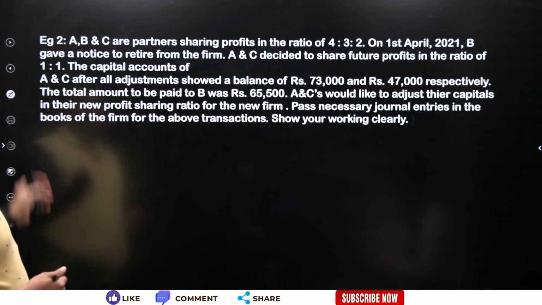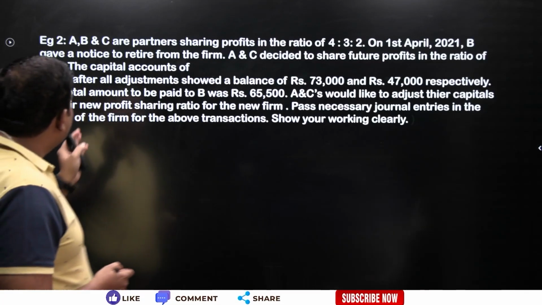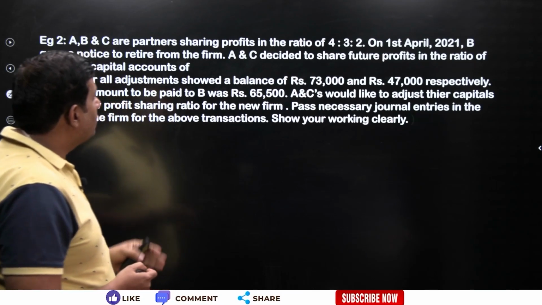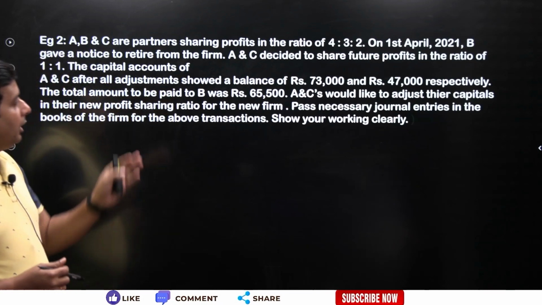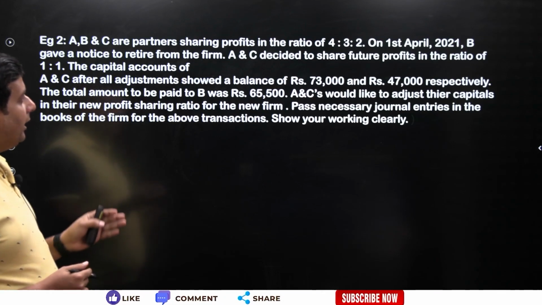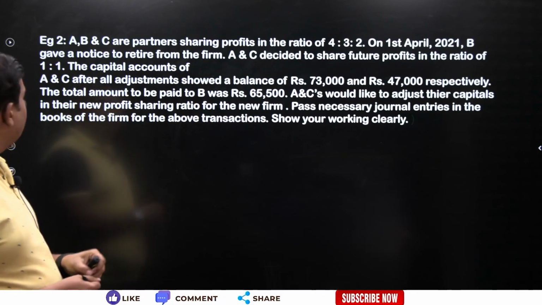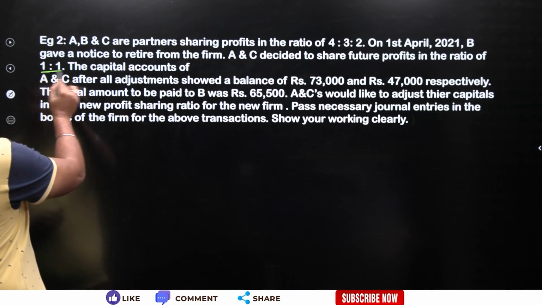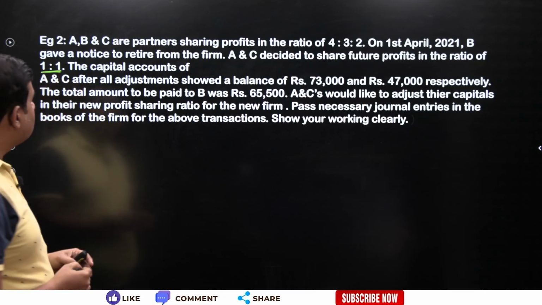So I have taken example number 2. A, B, C are partners sharing profits and losses in the ratio of 4:3:2. On 1st April 2021, B gave notice to retire from the firm. A and C decided to share future profit in the ratio of 1:1. So this is the new profit and loss sharing ratio.